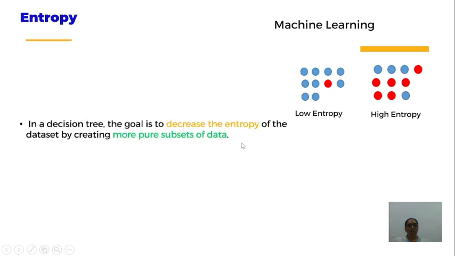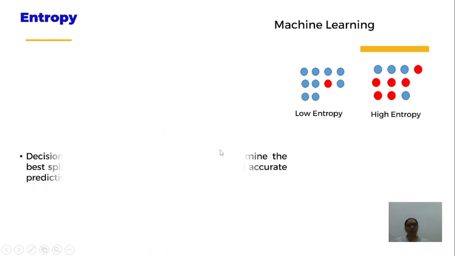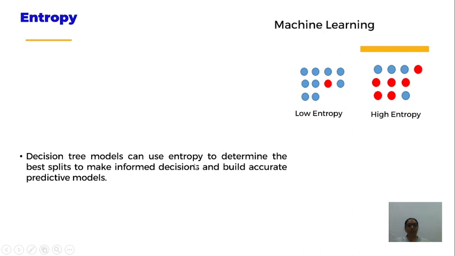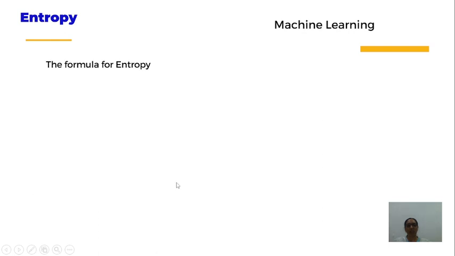In a decision tree, the goal is to decrease the entropy of the data set by creating more pure subsets of the data. Decision tree models can use entropy to determine the best split to make an informed decision and build accurate predictive models. The formula of entropy is H(X) = -P(i) log P(i) to the base 2 + Q(i) log Q(i) to the base 2.